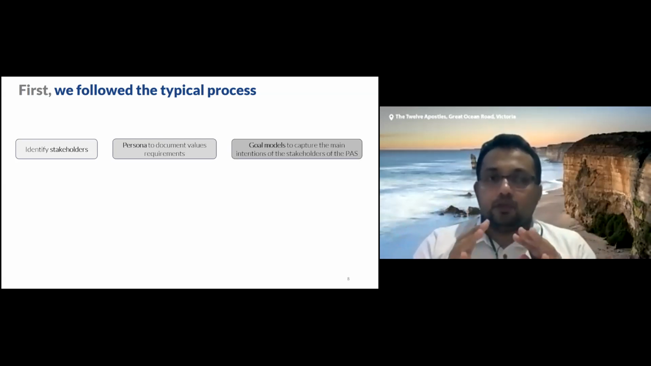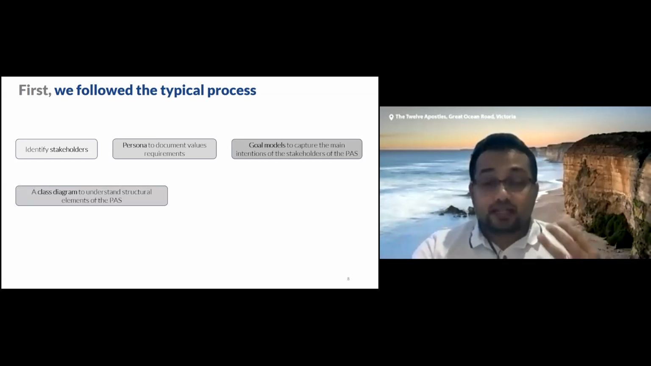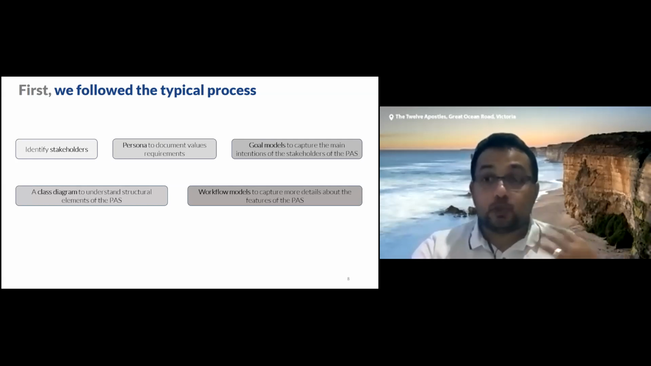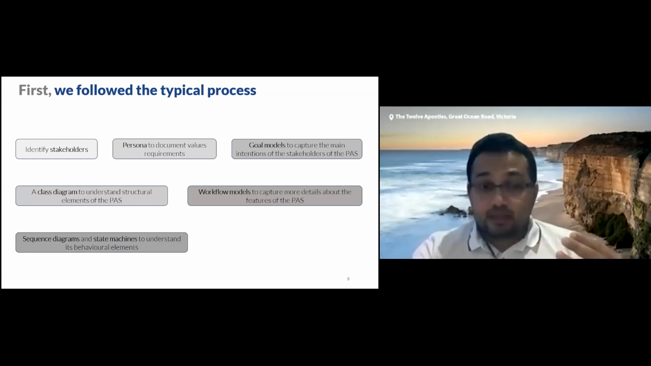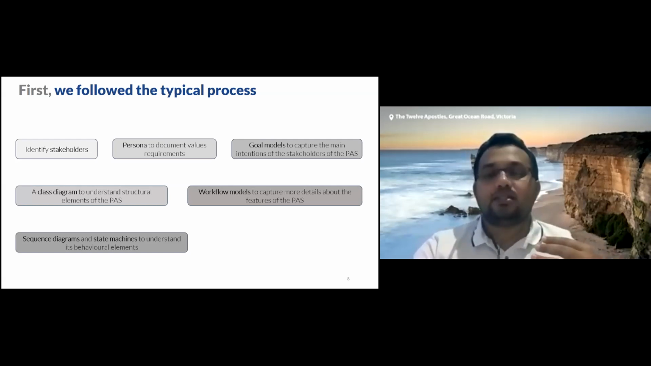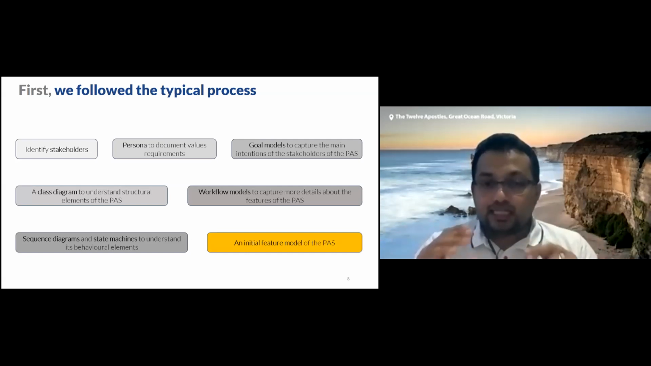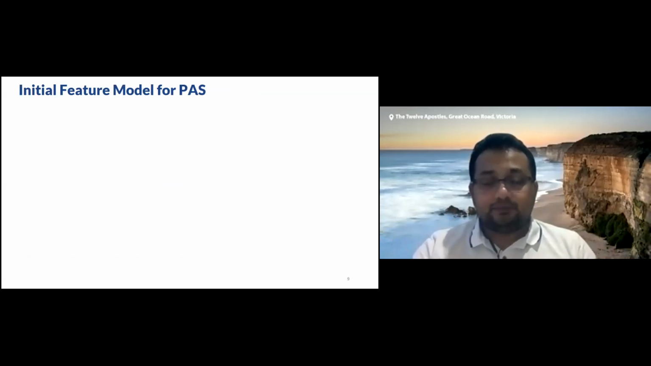And then to develop this system, we used a model-driven approach. Therefore, we developed goal models to capture the main intentions of the stakeholders. We created a class diagram to understand the structural elements of the PAS, which is the personal alarm system. So we are going to refer to it as PAS. And we developed workflow models. Actually, we developed use case maps in this case for the PAS system. And we created sequence diagrams and state machines to understand the behavioral elements of the system. And we developed an initial feature model for the PAS system. This initial feature model is one of the key components of our work, so let's discuss it in the next slide.